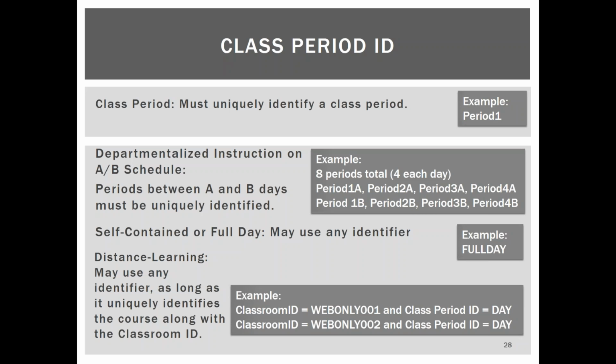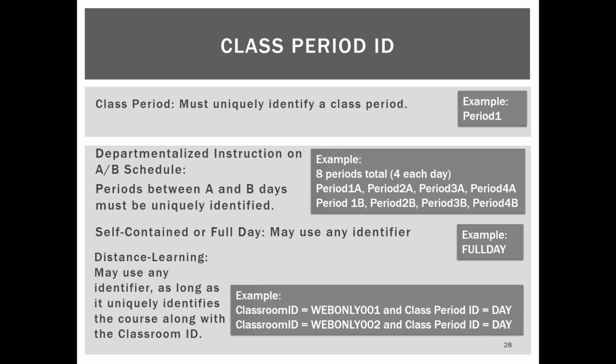That would be a good way for us to distinguish, okay, this is an A day, this is a B day, and so they are different classes. If you list period just 1 for both the A day and the B day classes, we're going to think it's the same class, which probably is not true on an A and B day schedule.